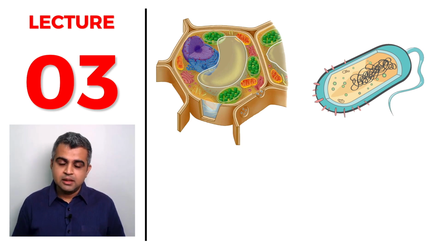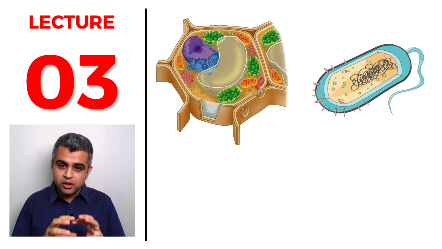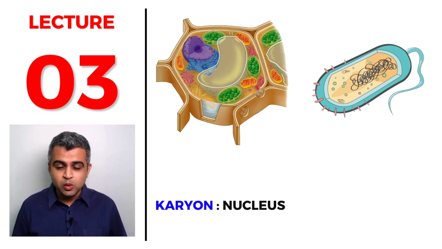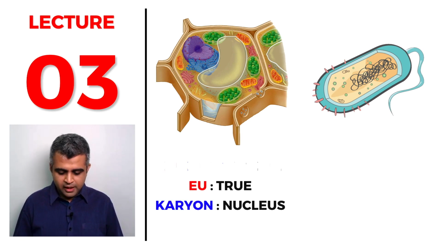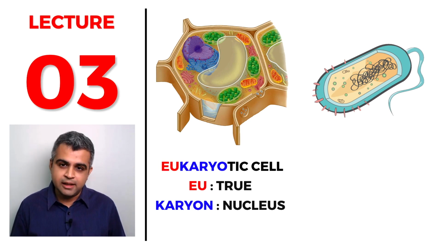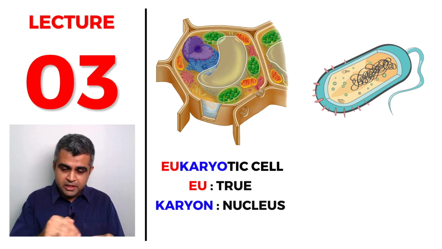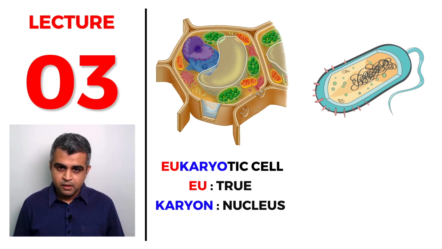So in the case of a plant cell, there will always be lots of chromosomes, and to keep these chromosomes, lots of these books, you will require a nucleus, a proper nucleus. So here I explained to you that karyon is a nucleus, eu means true, and this is a eukaryotic cell, a cell with a true organized nucleus with the presence of a nuclear membrane.